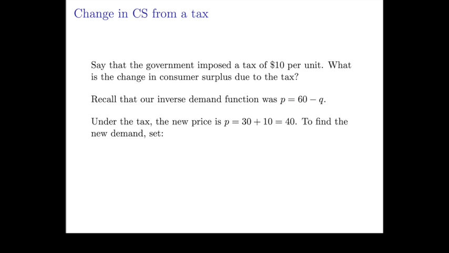Under the new tax, the price that the consumer faces is not going to be 30, but it's going to be 30 plus 10, 10 being the tax. So in total, they're going to face a price of 40. So now to find the new demand, we have to set 40 equals 60 minus Q. Solving that, we find Q equals 20.